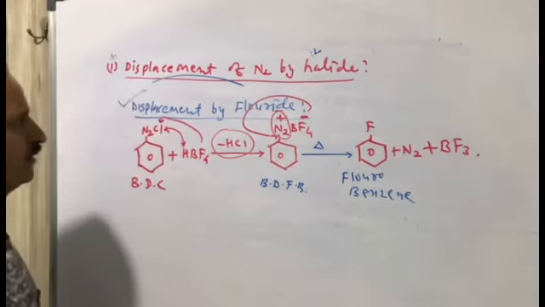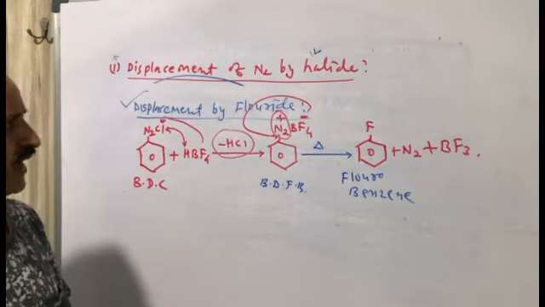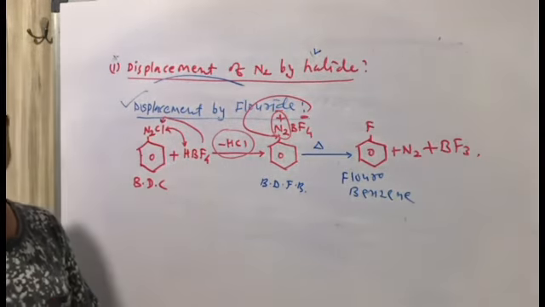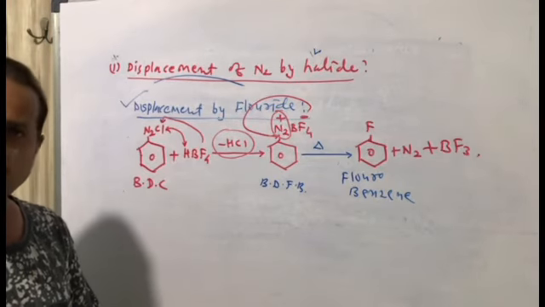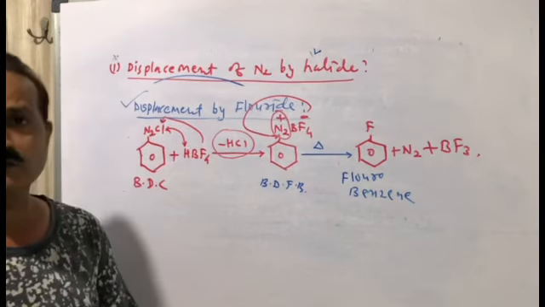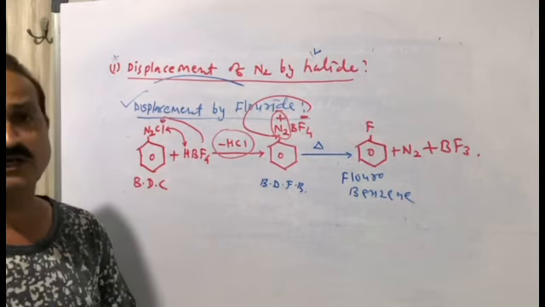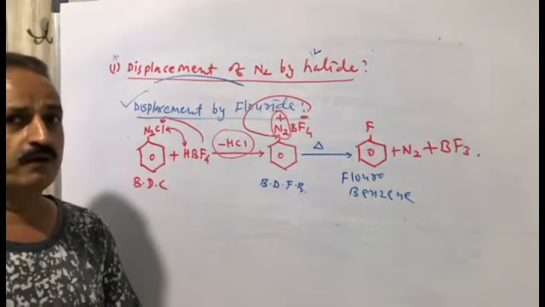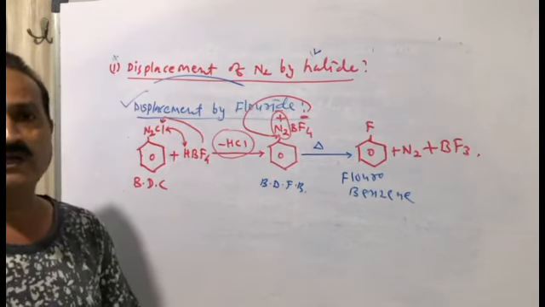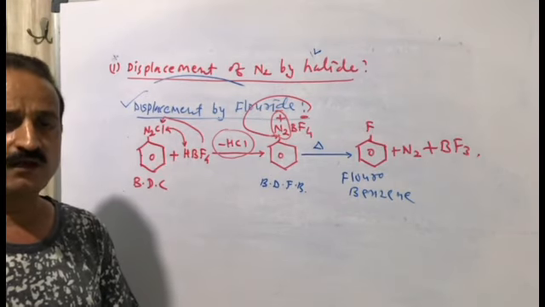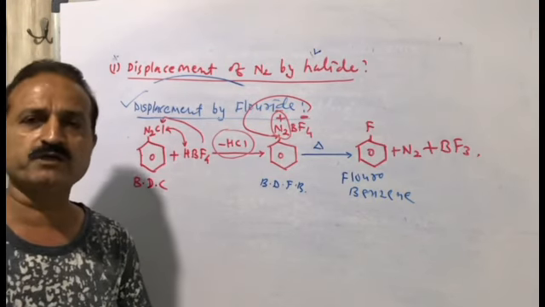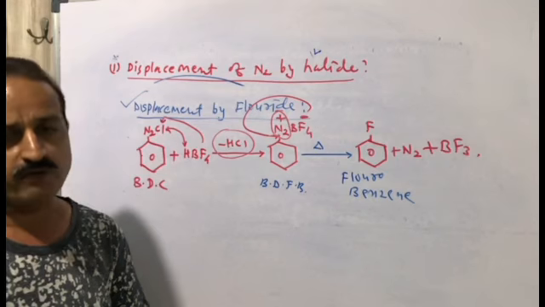Preparation of fluorobenzene, or displacement of nitrogen by fluoride. So we have done very important reactions: nomenclature of benzene diazonium salt, resonance structure of benzene diazonium ion, and we have discussed the stability of benzene diazonium ion by its resonance structure. We have prepared chlorobenzene, fluorobenzene, cyanobenzene by displacement of dinitrogen gas, and one lecture remains to complete this chapter.